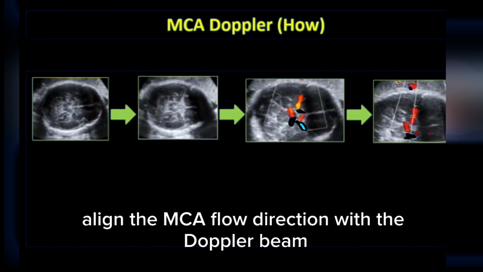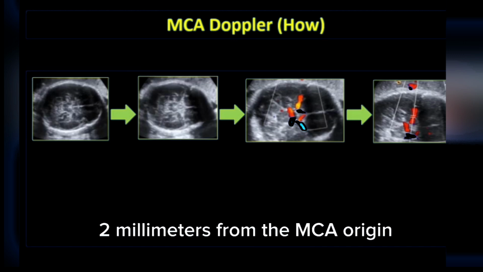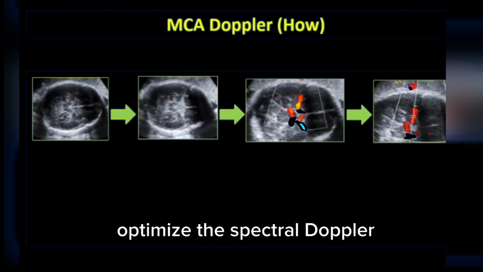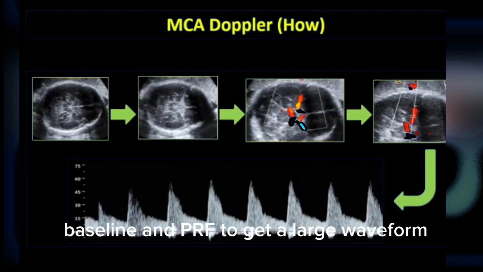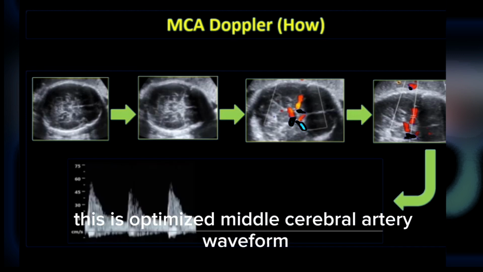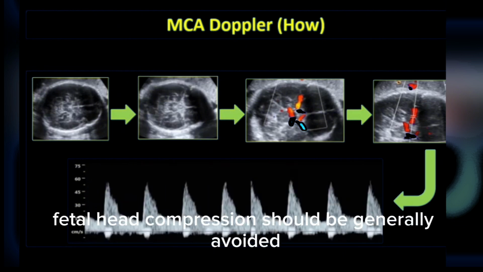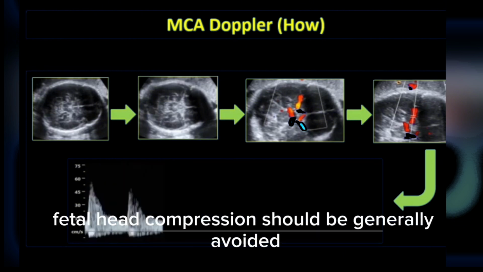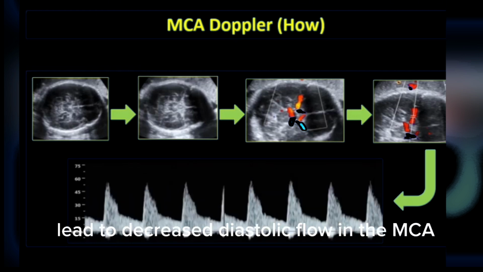Align the MCA flow direction with the Doppler beam. A small sample volume is placed 2 mm from the MCA origin. Optimize the spectral Doppler baseline and PRF to get a large waveform. This is an optimized middle cerebral artery waveform, as you can see in this cineclip. Fetal head compression should generally be avoided, as it can artificially lead to decreased diastolic flow in the MCA.